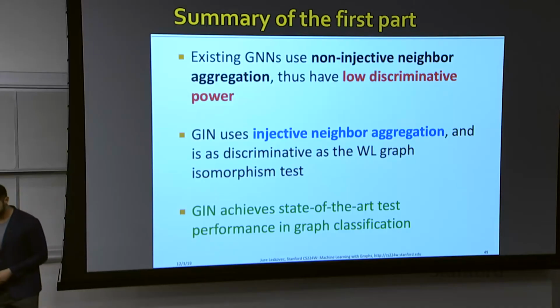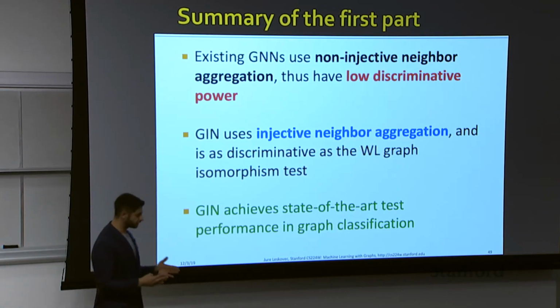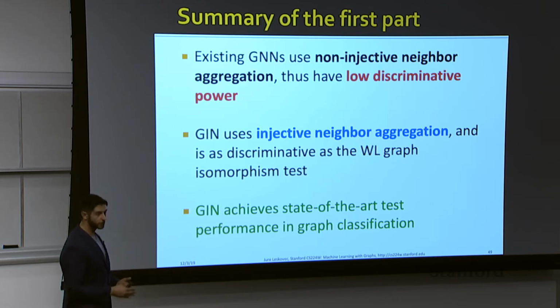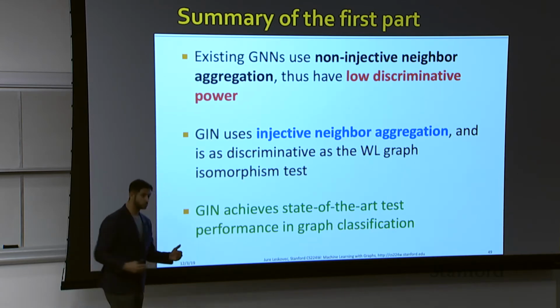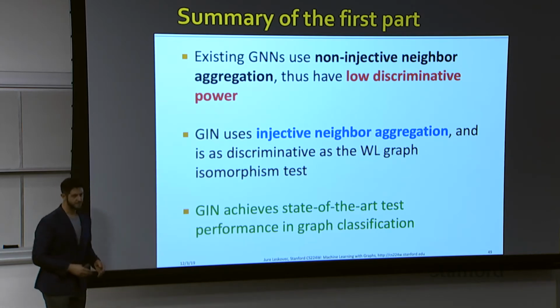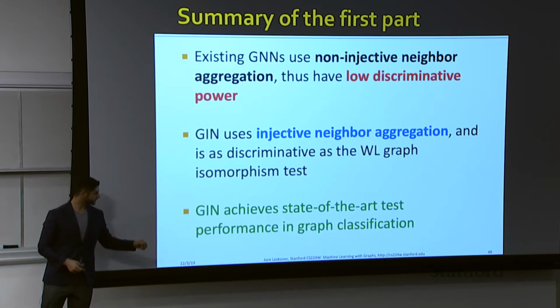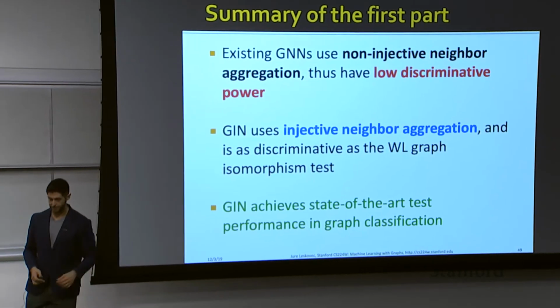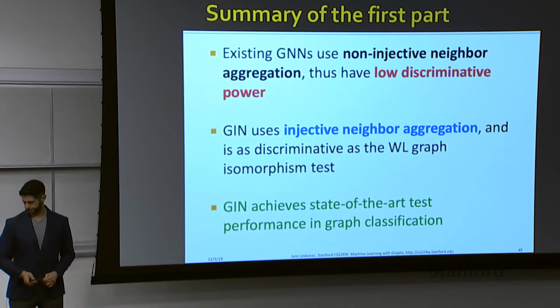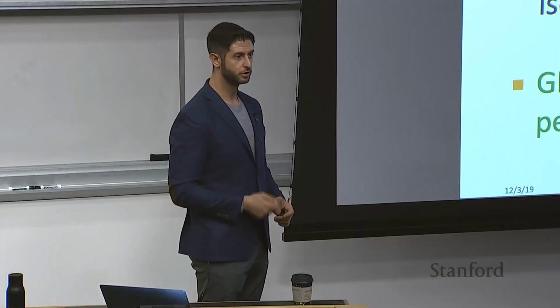Perfect. So let's recap the first part. We have seen that existing GNNs use non-injective neighbor aggregation, and therefore have low discriminative power. Then we talked about GIN, which instead uses injective neighbor aggregation and is as discriminative as the WL graph isomorphism test. And GIN achieves state-of-the-art test performance in graph classification, as we have just seen on this last slide. Cool. If there are no questions, we jump to the second part.